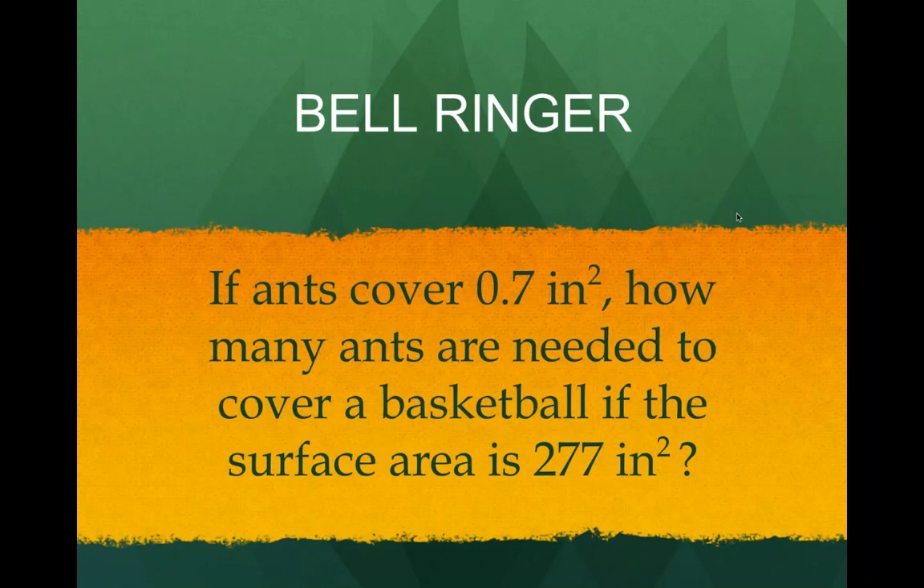We have a ratio of 1 ant per 0.7 inches squared. Well, how many 0.7 inches squared are in 277 inches squared? Well, that's pretty simple. You just divide 277 by 0.7. So 277 divided by 0.7. And yeah, you thought I was going to give you the answer, didn't I? No, you need to do that on the calculator yourself. So take a look at it.